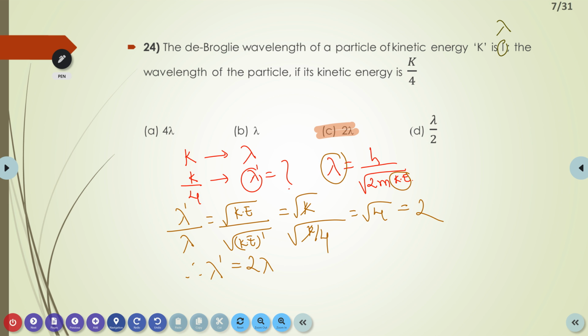Here, there is no need to do all these things. Because kinetic energy changes by 4 times, square root of 4 is 2, so the wavelength will increase here. Students, one can eliminate options here because if kinetic energy decreases, the wavelength must increase. So this is not an option, this is not an option, and this is also not an option.